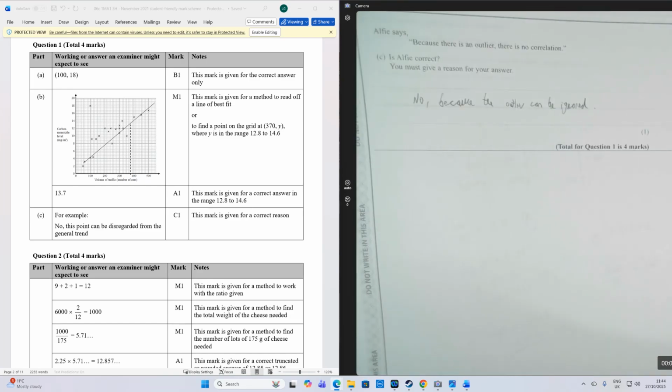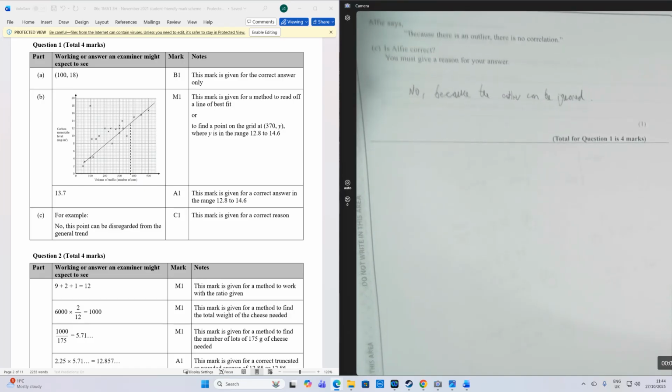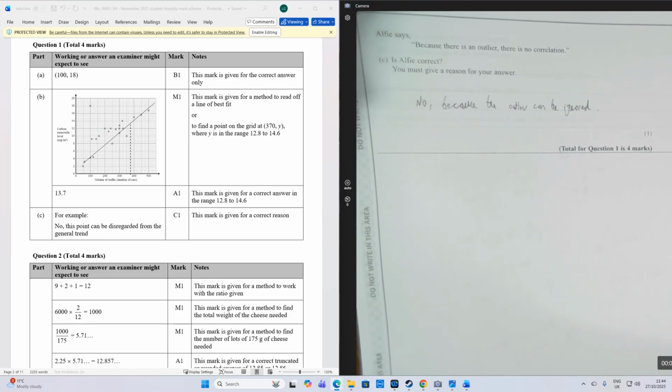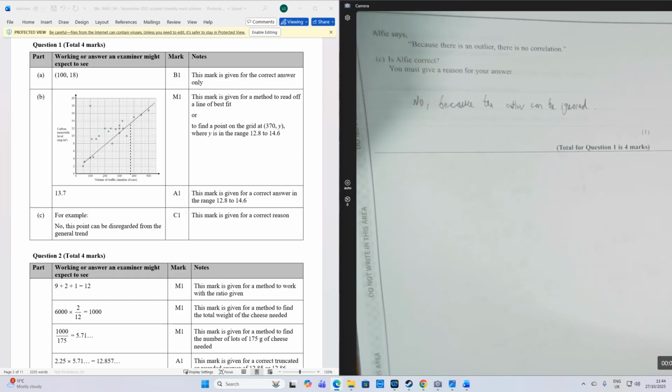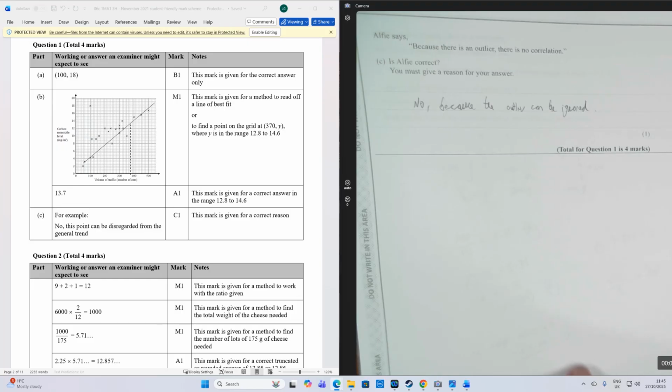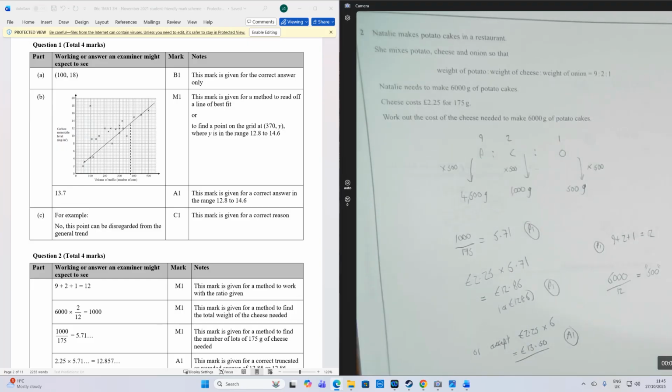Okay, one more little bit to this question. Alfie says that because there is an outlier, that means that there is no correlation. Is Alfie correct? And the answer is no, because the outlier can be ignored. So if we disregard the outlier, then there clearly is a positive correlation. So that's question 1 done.